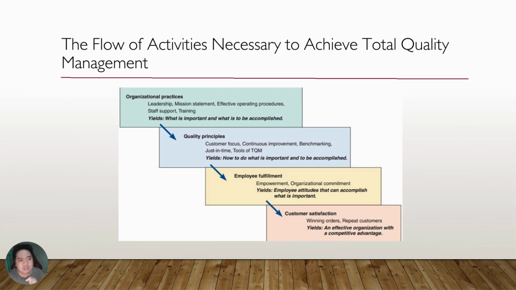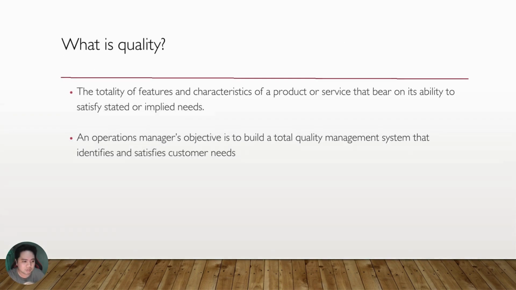Let's discuss what quality is. Quality is the totality of features and characteristics of a product or service that bears on its ability to satisfy the customer's needs and wants, or what they simply needed at that certain time. An operations manager's objective is to build a total quality management system that identifies and satisfies the customer's needs.